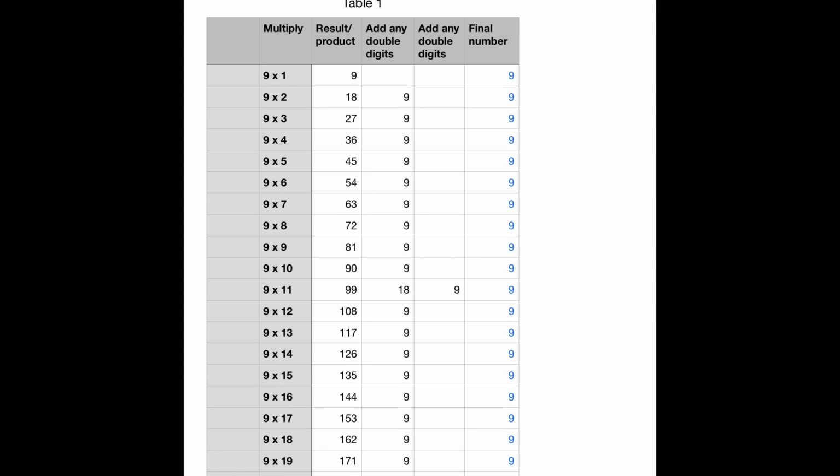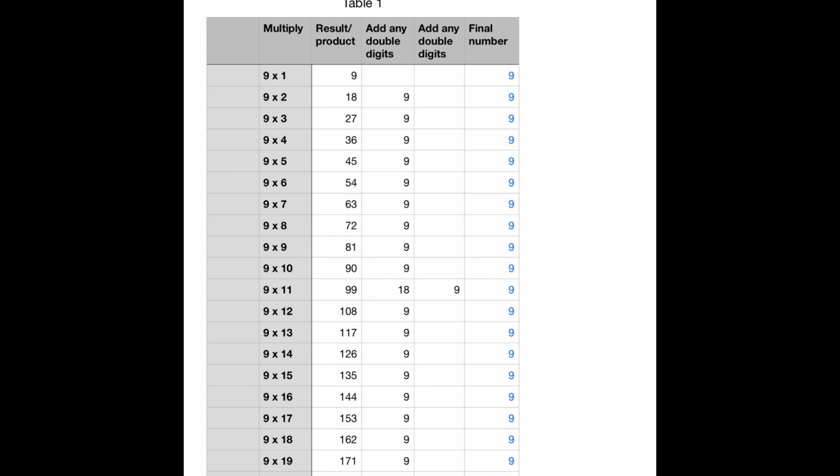Let's look at 9 times 11, 99. 99, 9 plus 9 is 18. Still have a double digit, so let's continue to get a single digit. And so we're going to add that 1 plus 8 is 9. Let's move on to 9 times 12. 9 times 12 is 108. You will notice there, you add the 1 plus the 0, which is 1, plus the 8, which is 9.